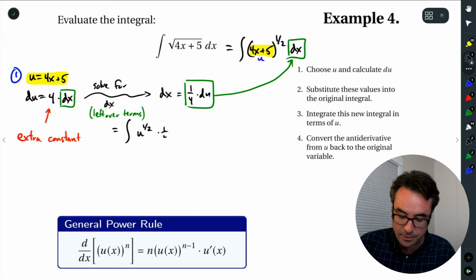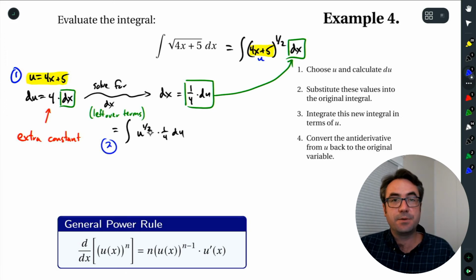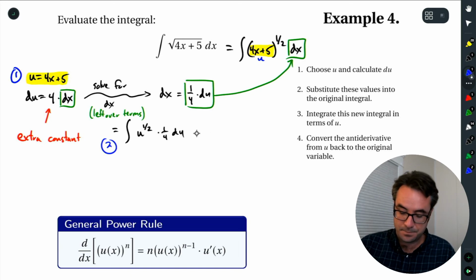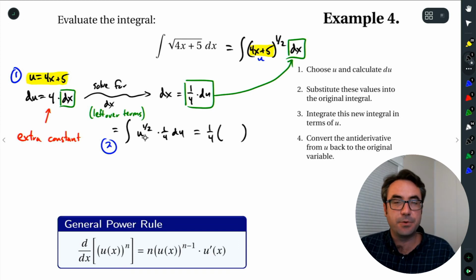So we put that into our integral. And so now, after plugging all of this in, we have the integral of u raised to the 1/2 times 1 over 4 du. And this is just a power function with a constant multiple. And it's all in terms of u now. So it's du and it's u here. So this is an integral we can do. All right. So this 1 over 4 is a constant multiple. So I'm just going to put that first. And then I'm going to work on getting the antiderivative of this u to the 1/2.